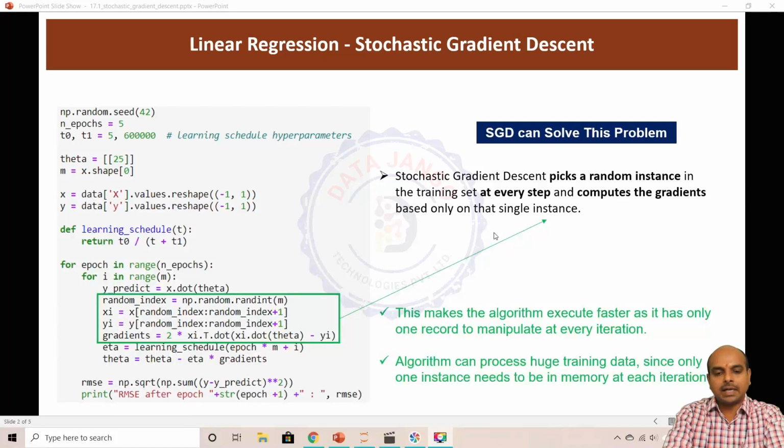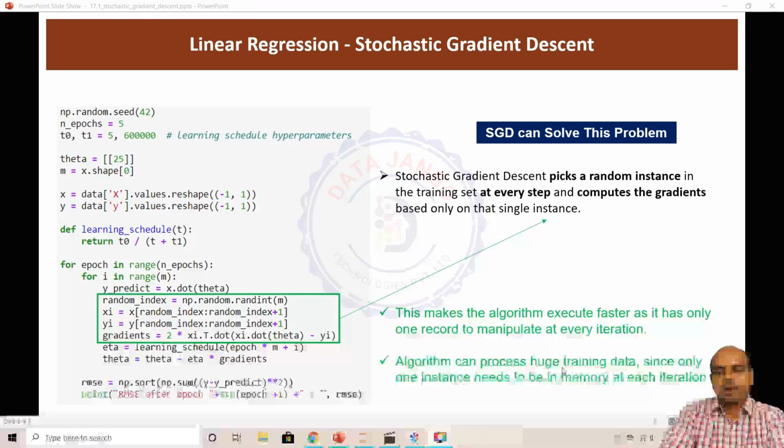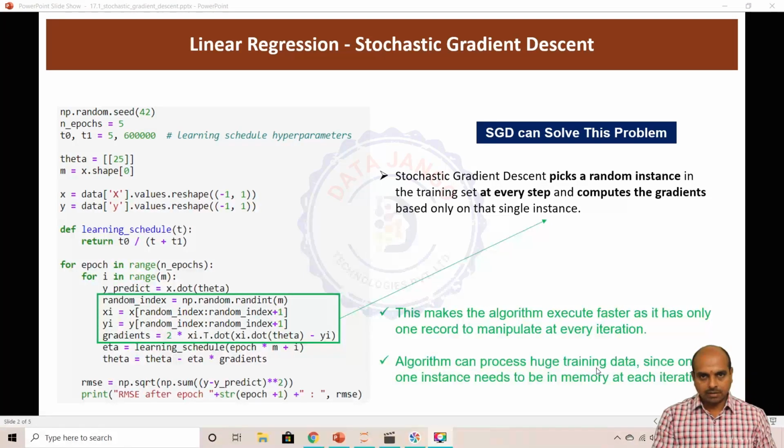By taking one record at a time and doing n number of epochs, the algorithm will reach the global minimal error place, or the best theta place it will find. So with this algorithm, it is faster because it is processing only one record at a time compared with gradient descent. The second thing is that huge training data also it can handle. Even if you have 1 billion records, we'll take one record at a time and process it. So that is stochastic gradient descent and how it is solving the memory issue.